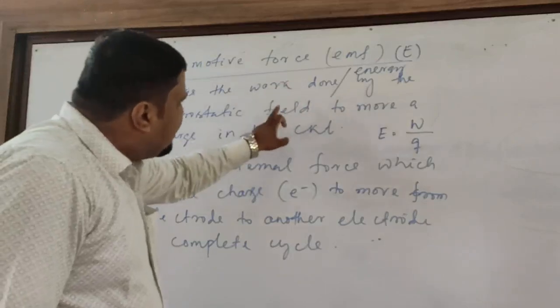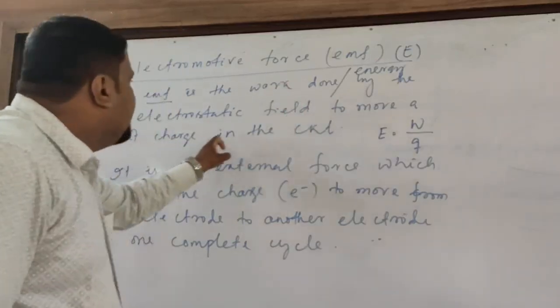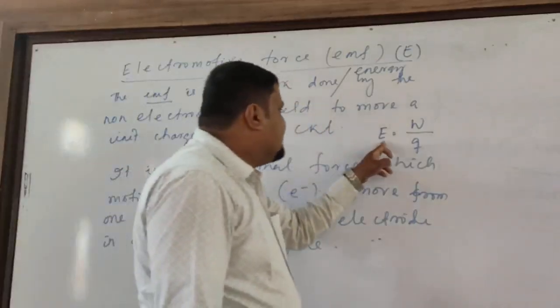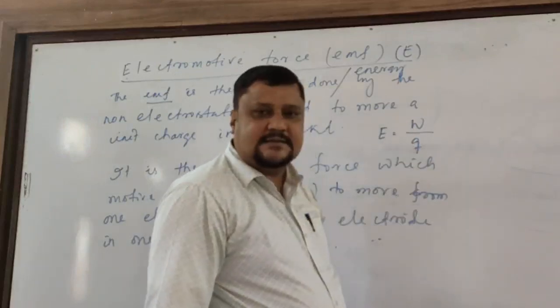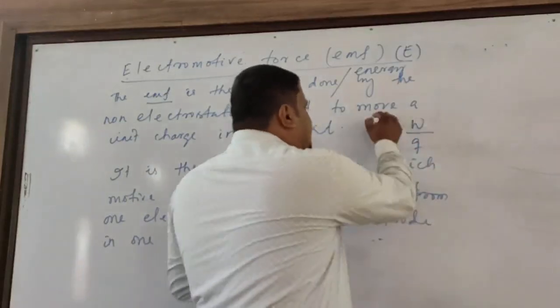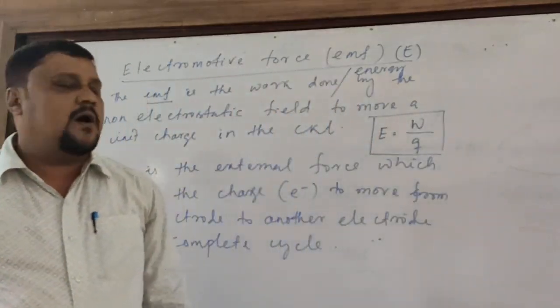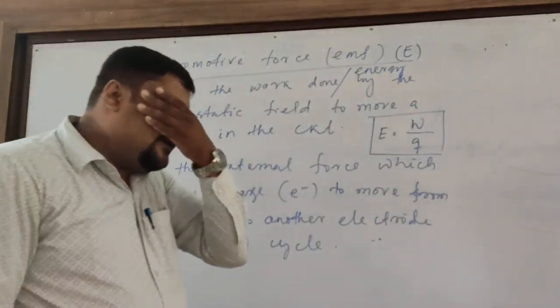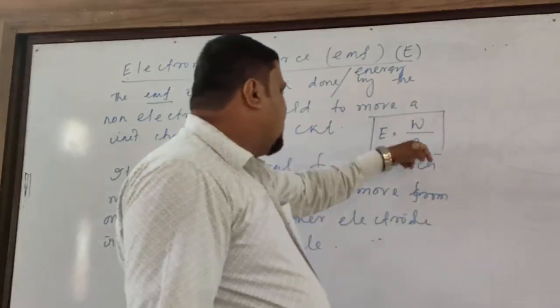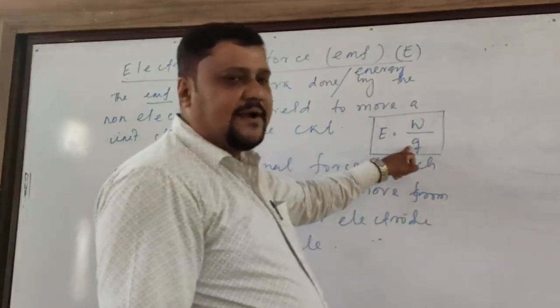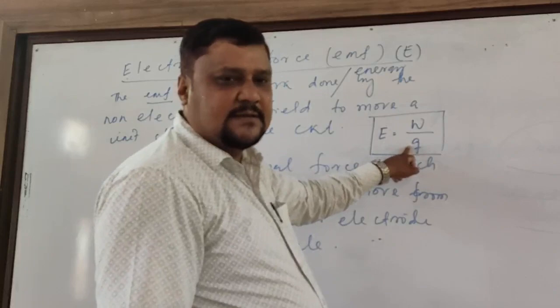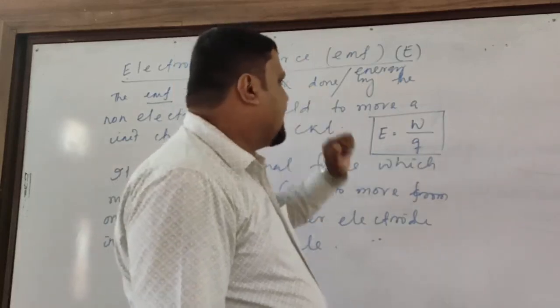The work done by the non-electrostatic field to move a unit charge in the circuit. So that means E is equal to work done per unit charge. This is the mathematical form of EMF. Already you know that this form, work done per unit charge, is also called the potential difference or the potential.